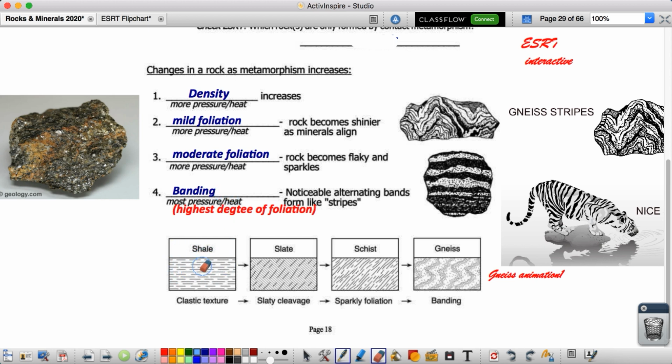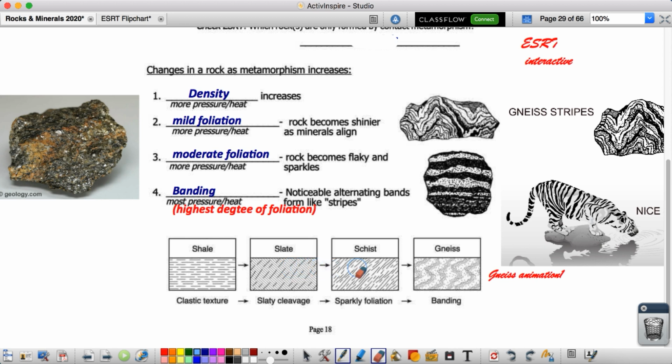You start with the sedimentary rock shale. Metamorphose it slightly, and you'll get slate. Slate very much resembles shale. Sometimes they're hard to tell apart, but you do get a little more density in the slate, and it can be just a little shinier. So you're getting a slight degree of foliation.